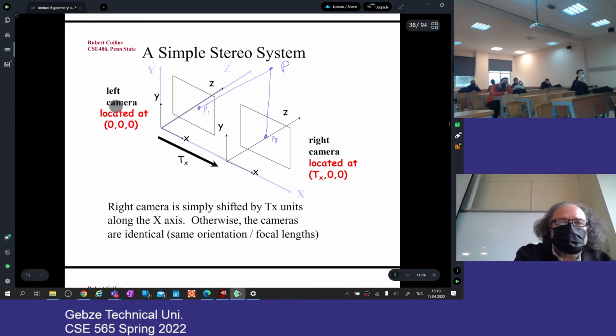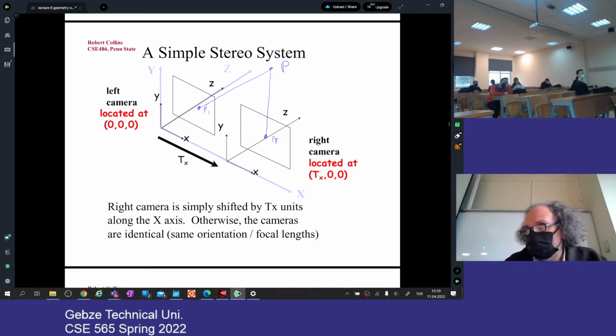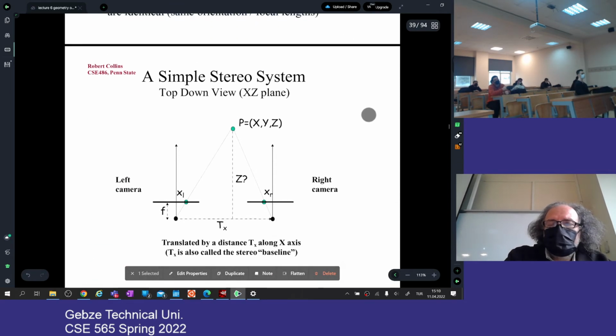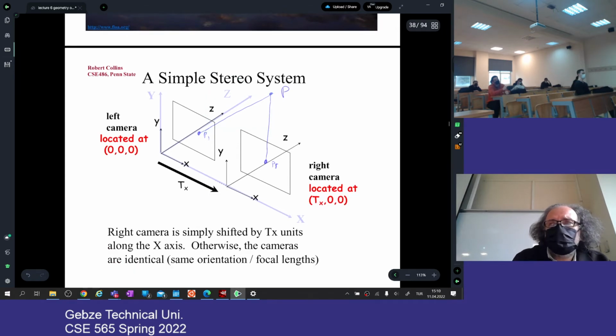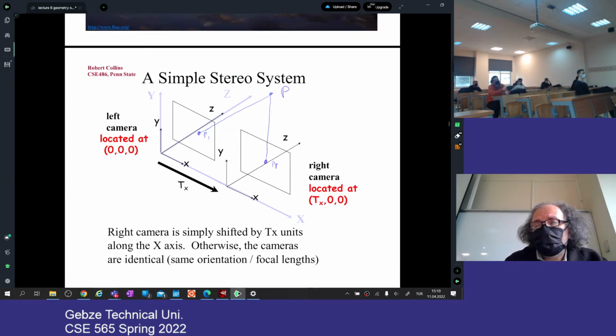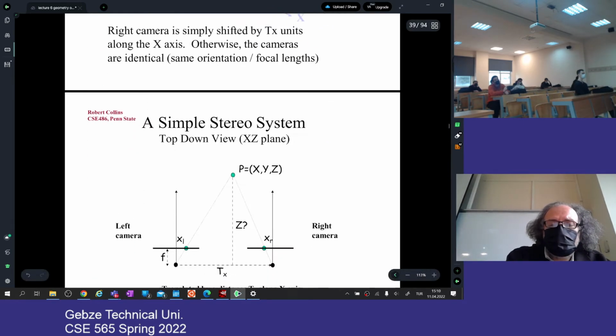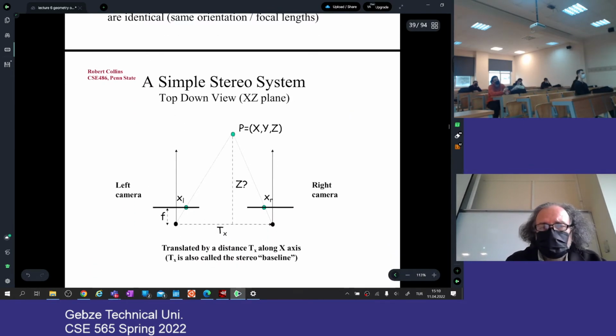Okay, so my left camera is at 0, 0, 0. My right camera is at tx, 0, 0. That's the only difference, and this will make our job a lot easier to calculate the depth of this position P. So as always, instead of working in a 3-dimensional world, let's work in a 2-dimensional world, and our cameras will be 1-dimensional cameras. The picture will be like this, right? If my camera is a 1-dimensional camera, and the world is a 2-dimensional world, this is what's going to happen.